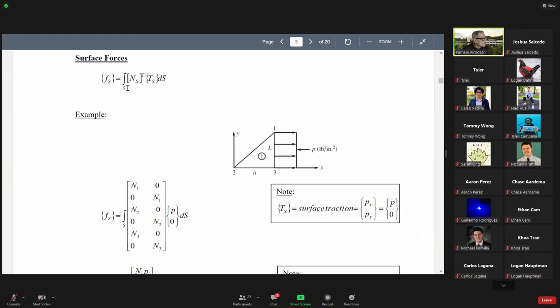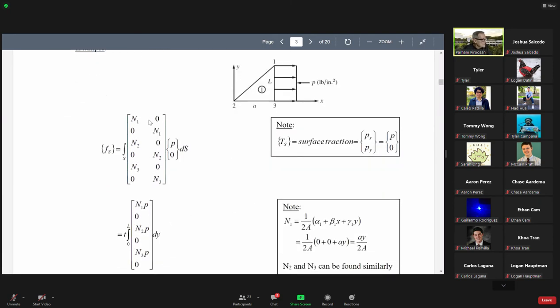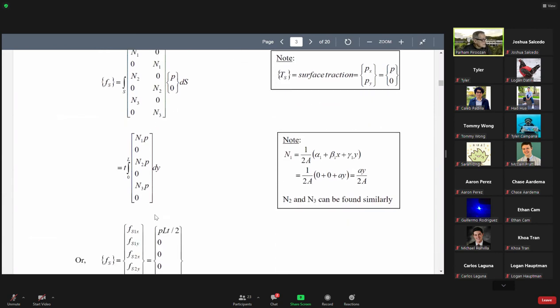Well, surface forces is given by this. Fs is N transpose, this is N. These are the shape functions: N1, 0, 0, N1, N2, 0, 0, N2. And this is our traction. Traction in the x direction, this one, and in the y direction it is 0. Traction or surface traction is px and py. But in this case, we have it just in the x direction. In the y, it is 0. So multiplying this by this, we get this one.